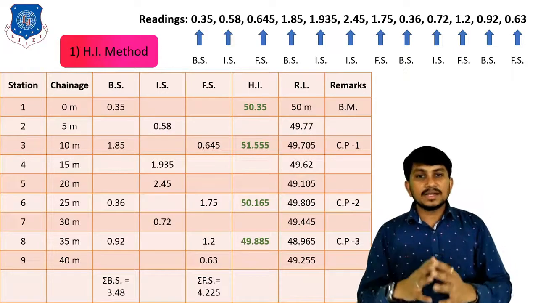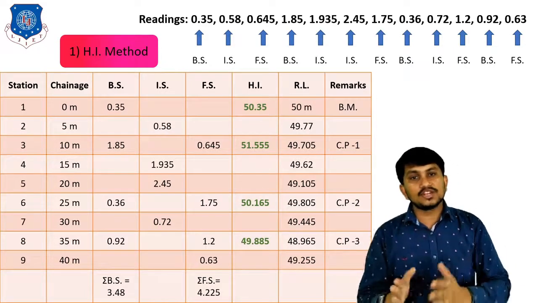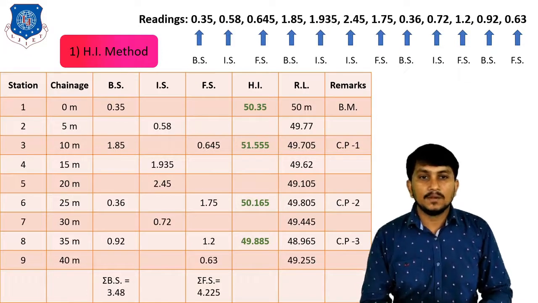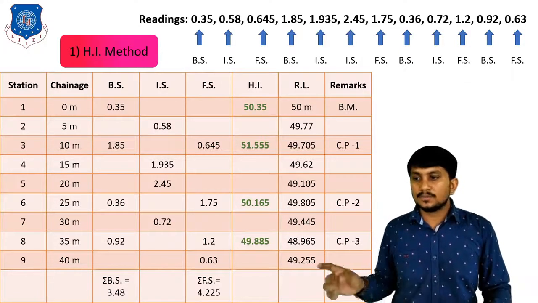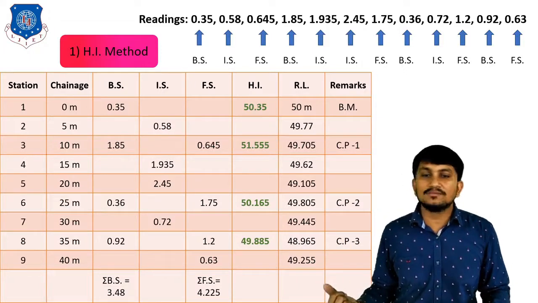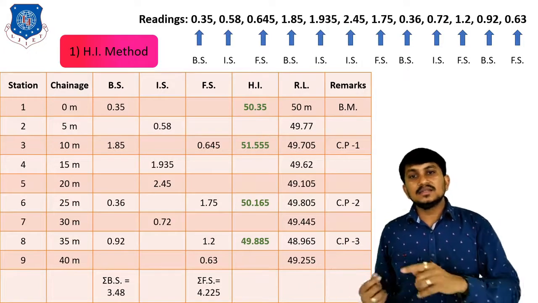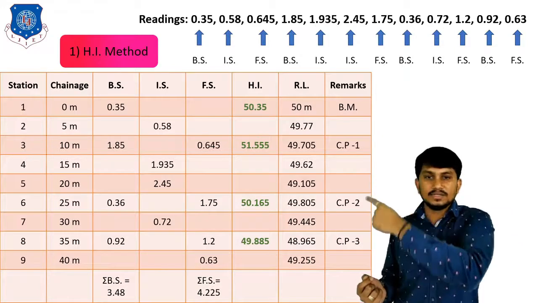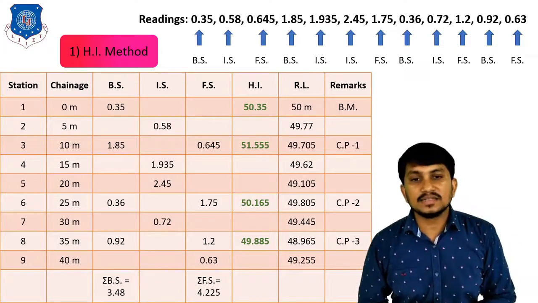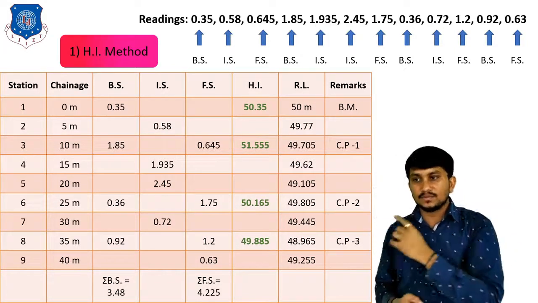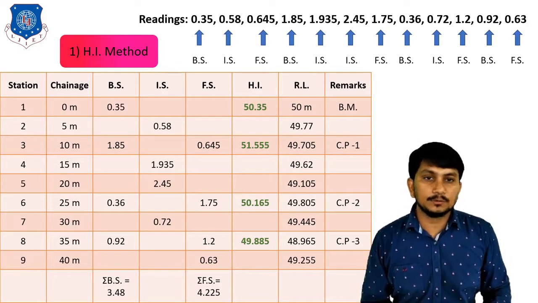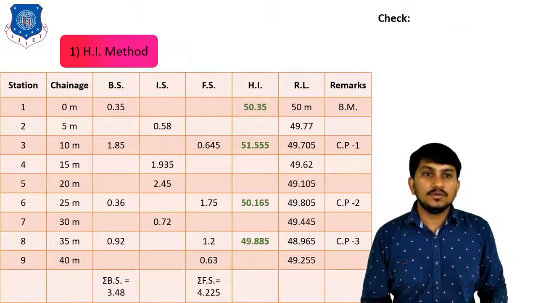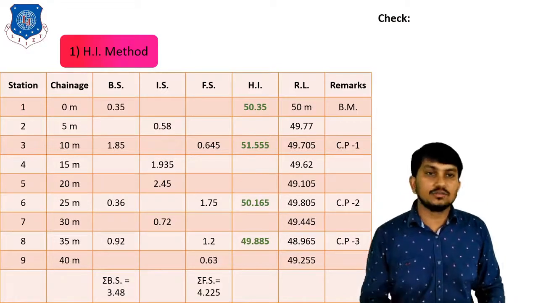After finding the RL, we have to check it. For checking the RL, we have to calculate two sums, sigma BS as well as sigma FS. Sigma BS is the sum of the BS readings, and sigma FS is the sum of the FS readings. Sigma BS is 3.48, sigma FS is 4.225. Now we will check whether the readings are correct or not.